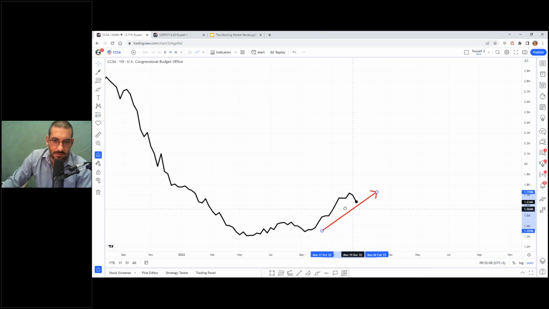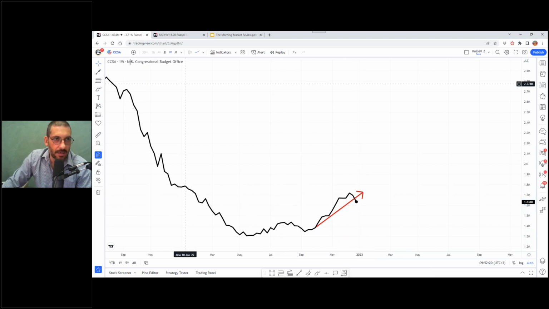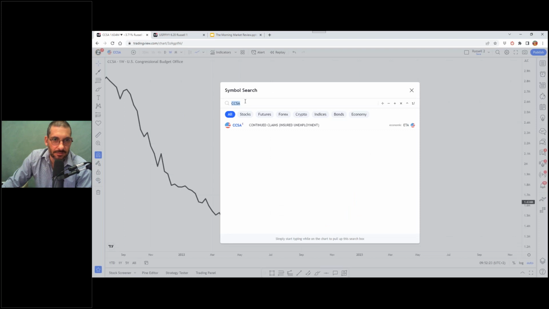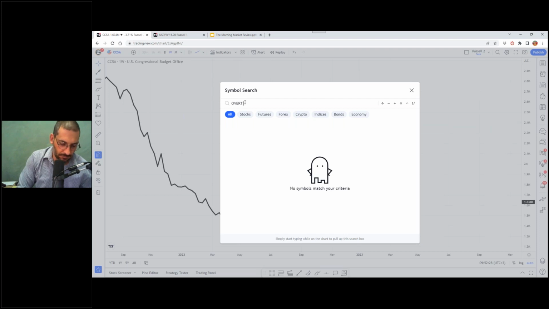It has broken a trend line. We'll keep an eye on this. But the continuing unemployment, the people that can't get off of unemployment, that's rising. The next thing that we can look at, let's just see if overtime is here. No, it's not yet.